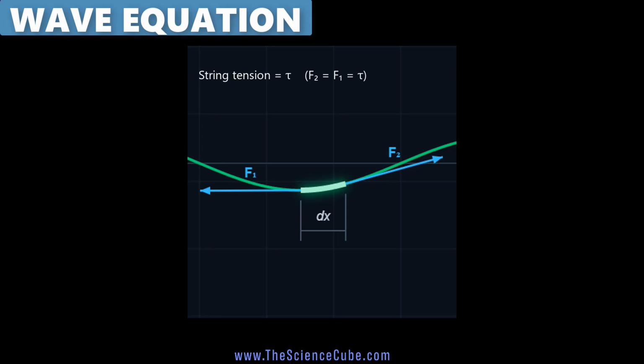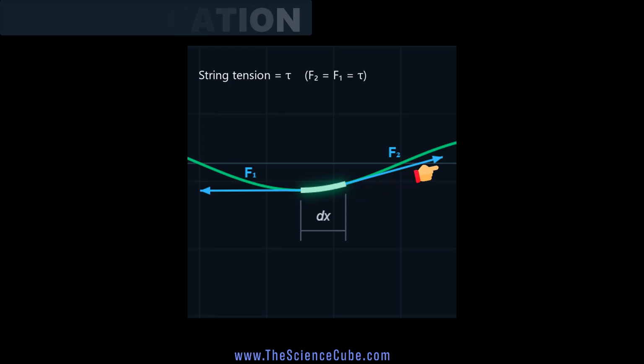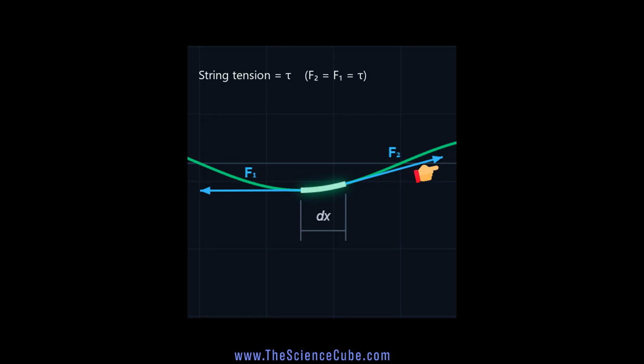The force on the right end is directed slightly upward along the tangent to the string at that point, and the force on the left end is directed slightly downward along the tangent at that end. And because of the slight curvature of the element, these two forces do not simply cancel each other. Instead, they combine to produce a net upward force that accelerates the element vertically.